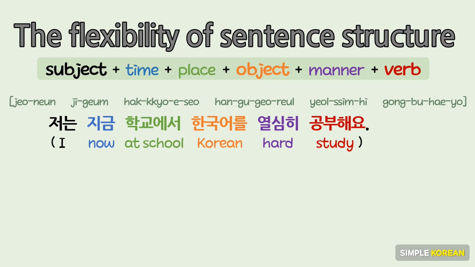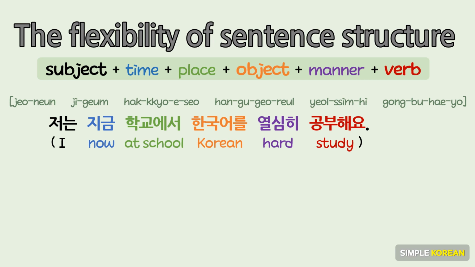Korean sentence structures are actually quite flexible. The complete Korean sentence structure is subject, time, place, object, manner, and the verb. The verb always comes at the end of the sentence. That's most important. Other elements of the sentence with particles can be changed in their order, but the meaning doesn't change.